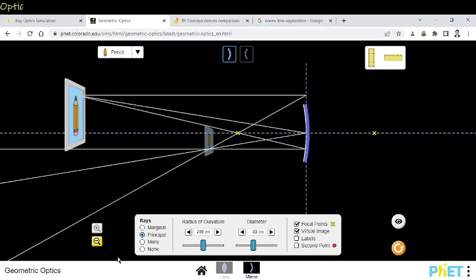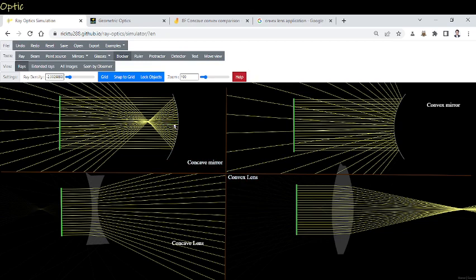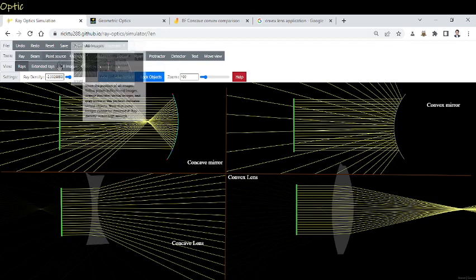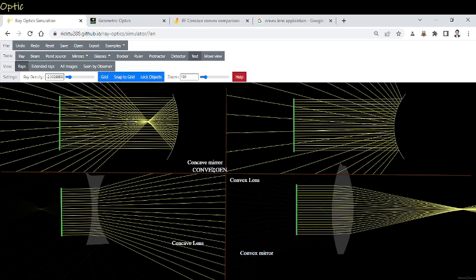If we compare this with the lens, it will be similar to the convex lens, because the concave mirror and convex lens have the same characteristic, which we call convergent. Convergent means it will converge light into a single point. Concave mirror and convex lens converge light into one point. While the concave lens and convex mirror are not convergent.